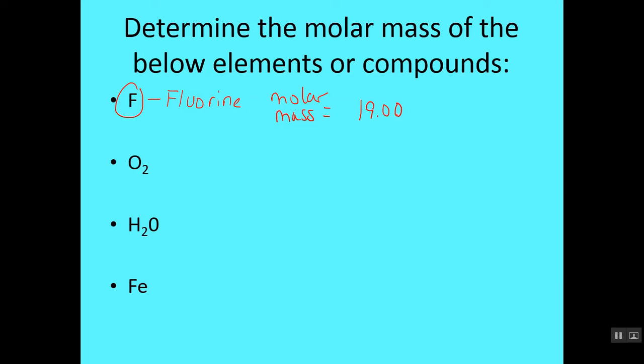19.00, and remember, we said that the units for molar mass are grams, right? We said it's 19.00 grams, that equals 1 mole of fluorine. So 19.00 grams of fluorine equals 1 mole of fluorine.